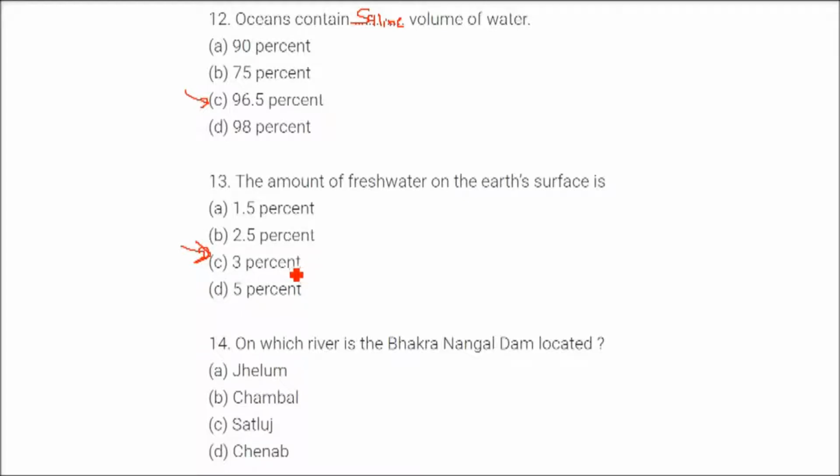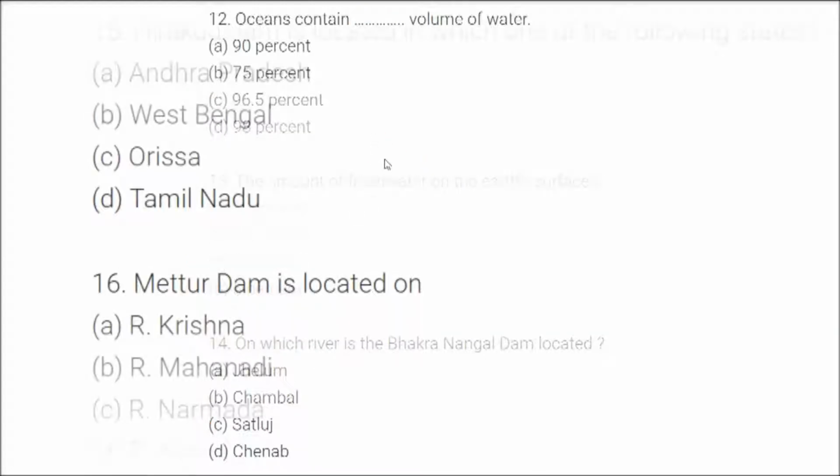And in this fresh water also, we have glaciers and ice caps and the water inside the zameen or our crust, that we call underground water. So only 0.3% is available. On which river is the Bhakra Nangal Dam located? And the answer is Satluj. Bhakra Nangal Dam, Satluj.